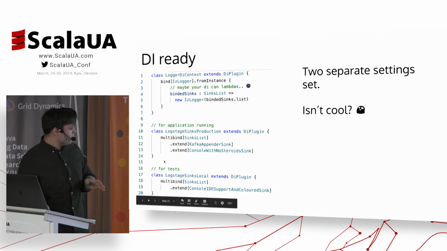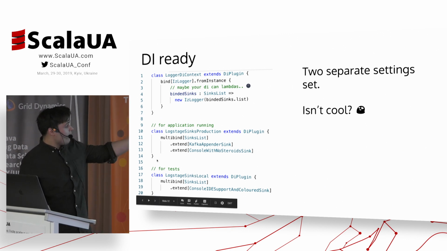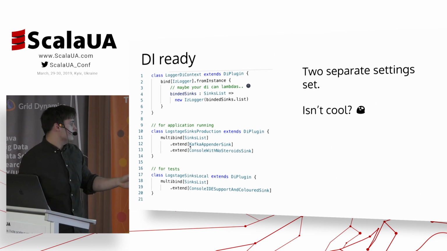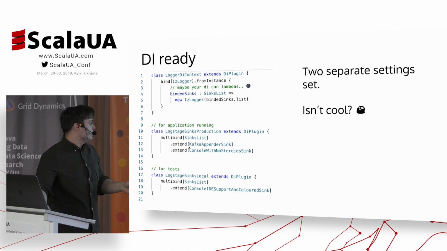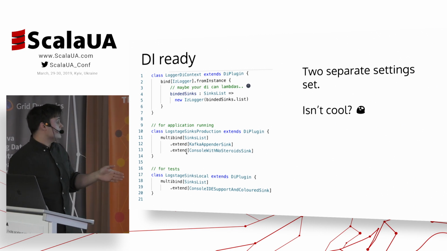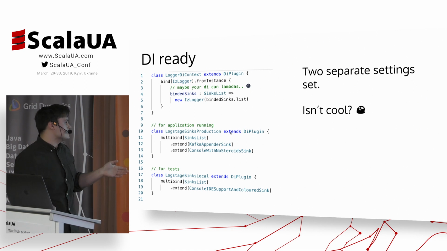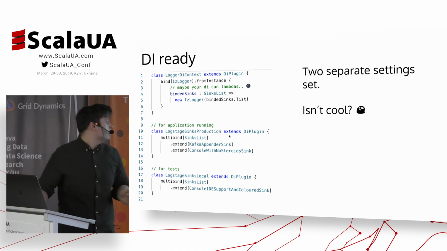While testing, you don't need to run all your sinks. You don't need to append into Kafka. You don't need to append to a file. You just need to look at how it looks in the console. In two separate settings sets, I think it's really cool.